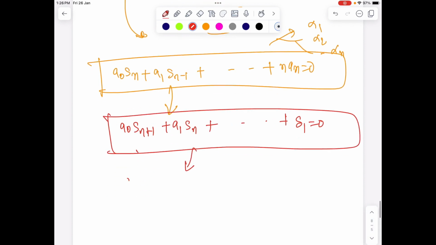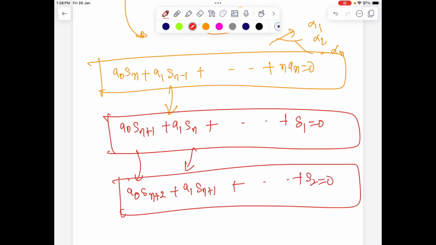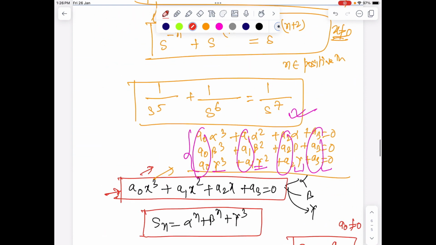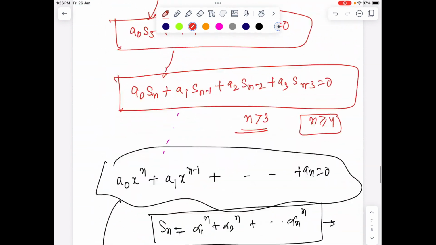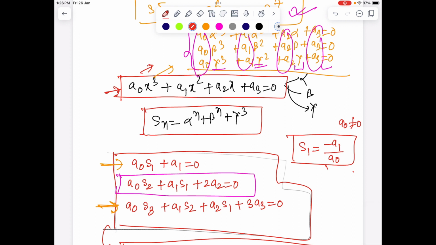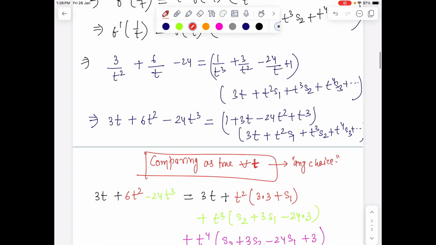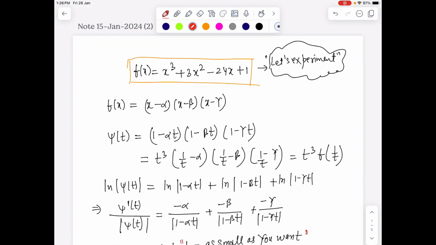And again we can multiply this further with x and add all the roots, so we'll get a naught s(n plus 2) plus a1 s(n plus 1) till s2 equals 0, and so on and so forth. So you can mimic the same idea as we did for the quadratic expression. Okay, so let's try to prove this expression. I'll try to prove it for a cubic, and exactly the same philosophy we can extend to an n degree expression. I'll prove it for a cubic expression by taking a specific example, so that you completely understand the physics behind this maths, and then we can easily extend it to a generalized polynomial.